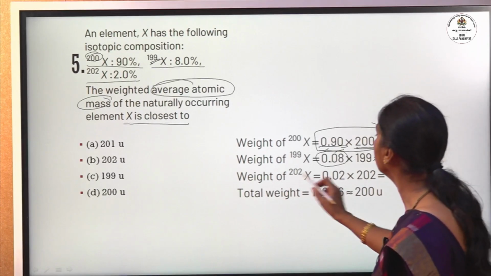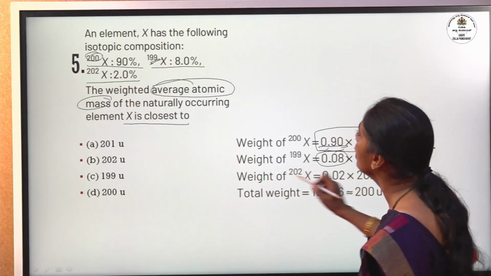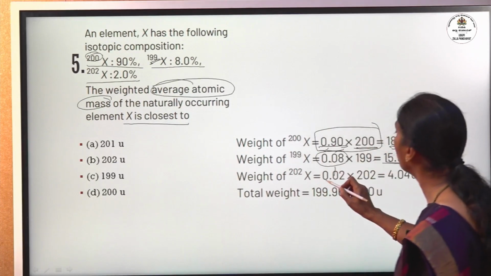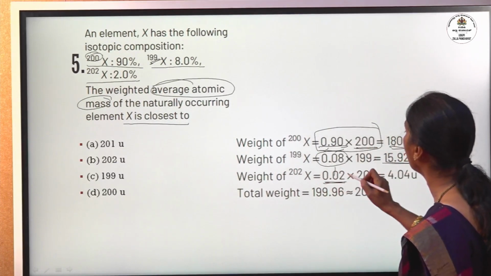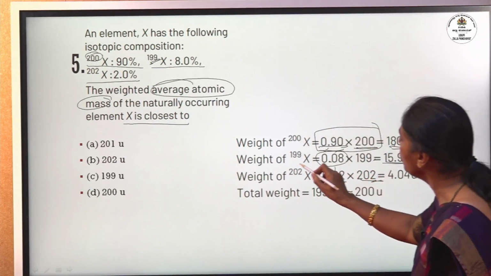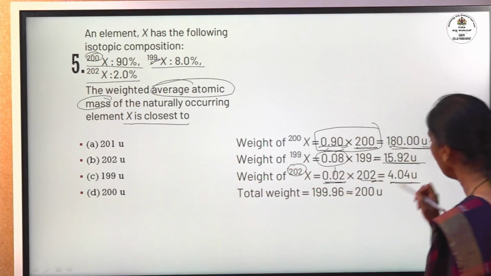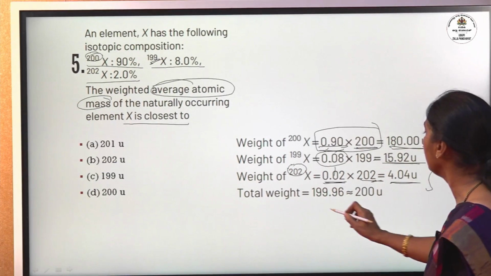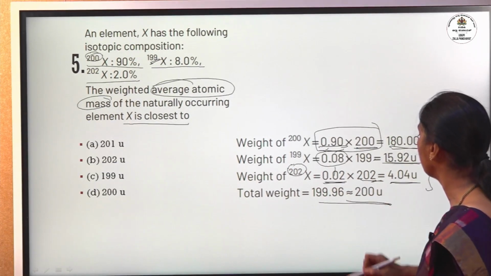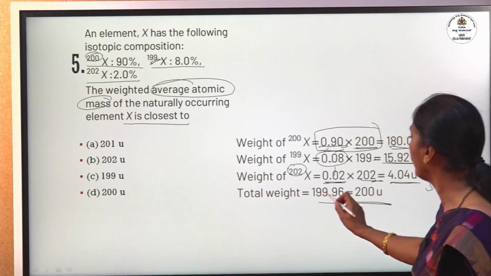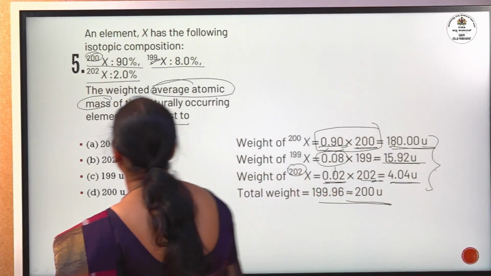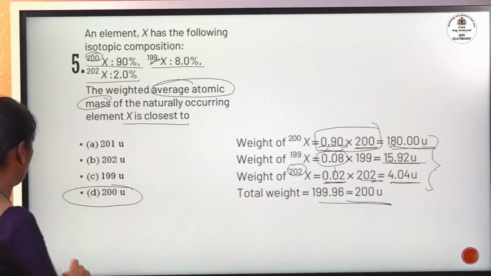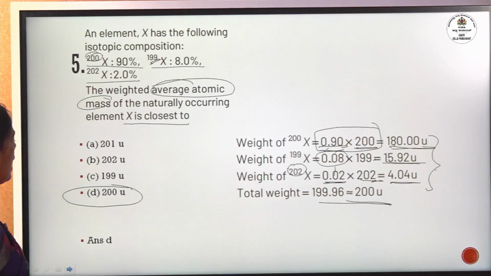And the third one, X202, 2%. 2% is 2 by 100. That is 0.02 into 202, which comes around 4.04 U. On adding these three, total weight is approximately 200 U or 199.96, which is approximately 200 U. That is answer D is the correct one.